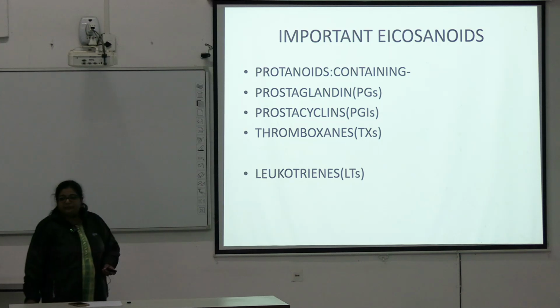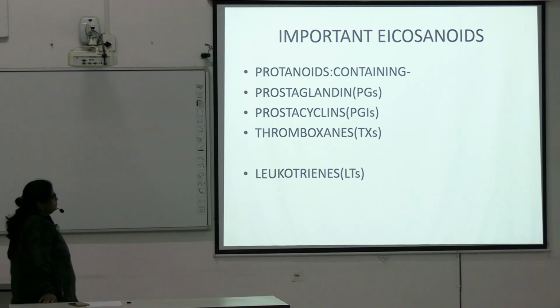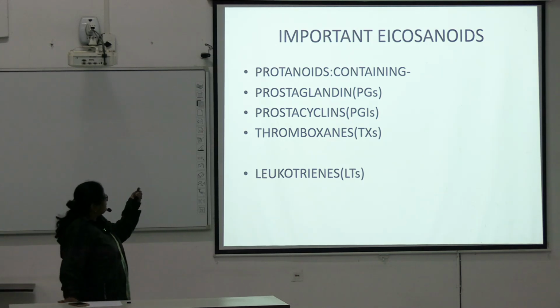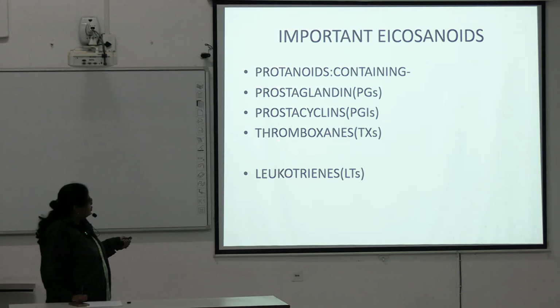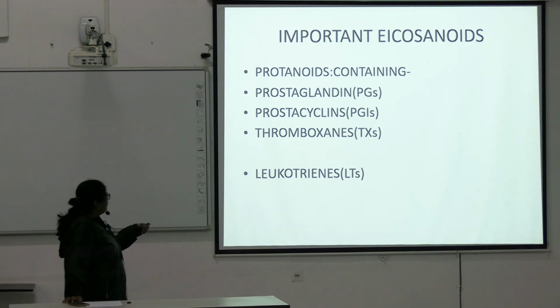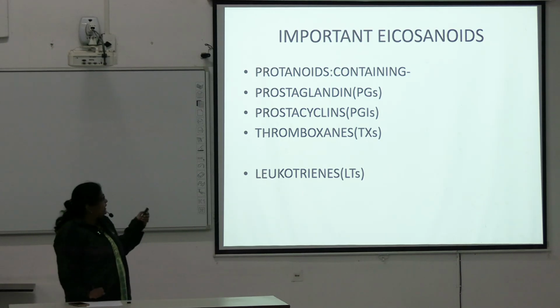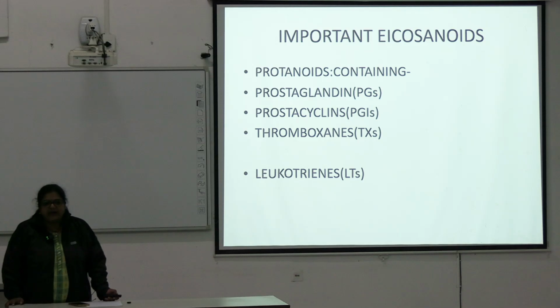Now, what are the important eicosanoids? They are prostanoids. In the prostanoids group, there are prostaglandins, denoted as PG, prostacyclin, PGI, and thromboxanes, TX. And another is leukotrienes. So, important eicosanoids are prostanoids and leukotrienes. Within these prostanoids, there are prostaglandins, prostacyclins, and thromboxanes.